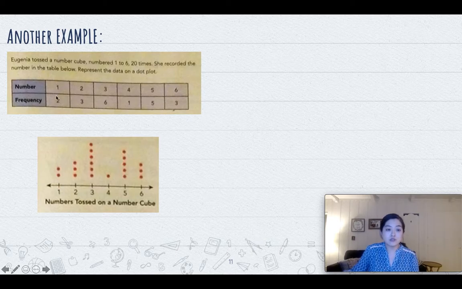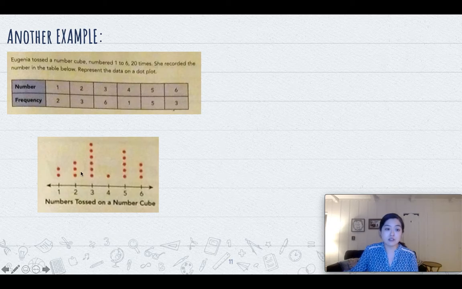There's two, right? And for number two, there's 1, 2, 3. For 3, there's 1, 2, 3, 4, 5, 6. For 4, according to the table, there's 1. For 5, there's 5. For 6, there's 3. And all these dots should equal 20 because she tossed the cube 20 times.